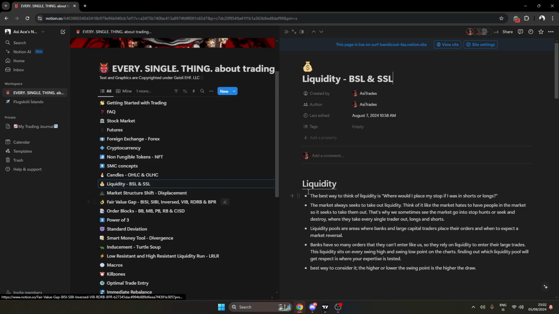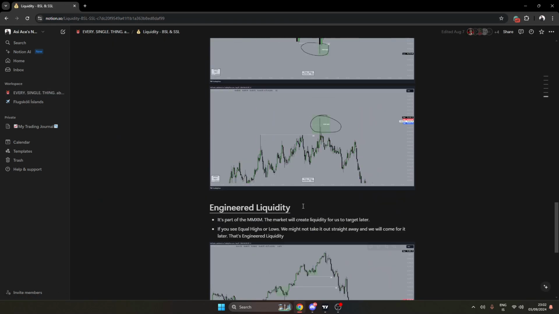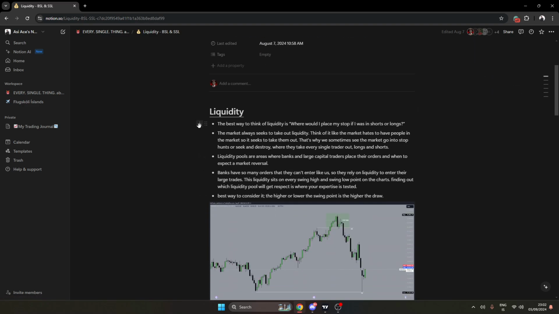But let's take a look at liquidity. I think this is quite the stuff, as you can see. Liquidity, buy side, sell side, stop raids, engineered, and things to remember. So let's start. Liquidity. The best way to think of liquidity is where would I place my stop if I was in a short or long. The market always seeks to take out liquidity. Think of it like the market hates to have people in the market, so it seeks to take them out. That's why we sometimes see the market go into stop hunts or seek and destroy, where they take every single trader out, longs or shorts.